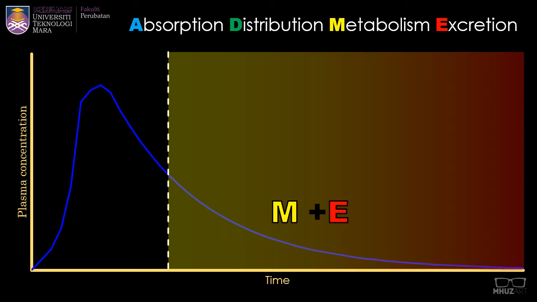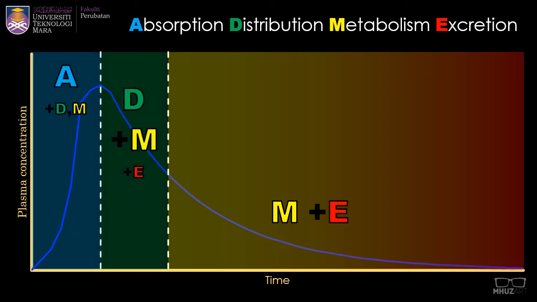Finally, the third part of the curve is mostly down to metabolism and excretion. As the drug is being metabolized and excreted, the free drug that was distributed into tissues just now will re-enter the circulation and again be subjected to the processes of metabolism and excretion, and this process continues until the drug is completely eliminated from the body.